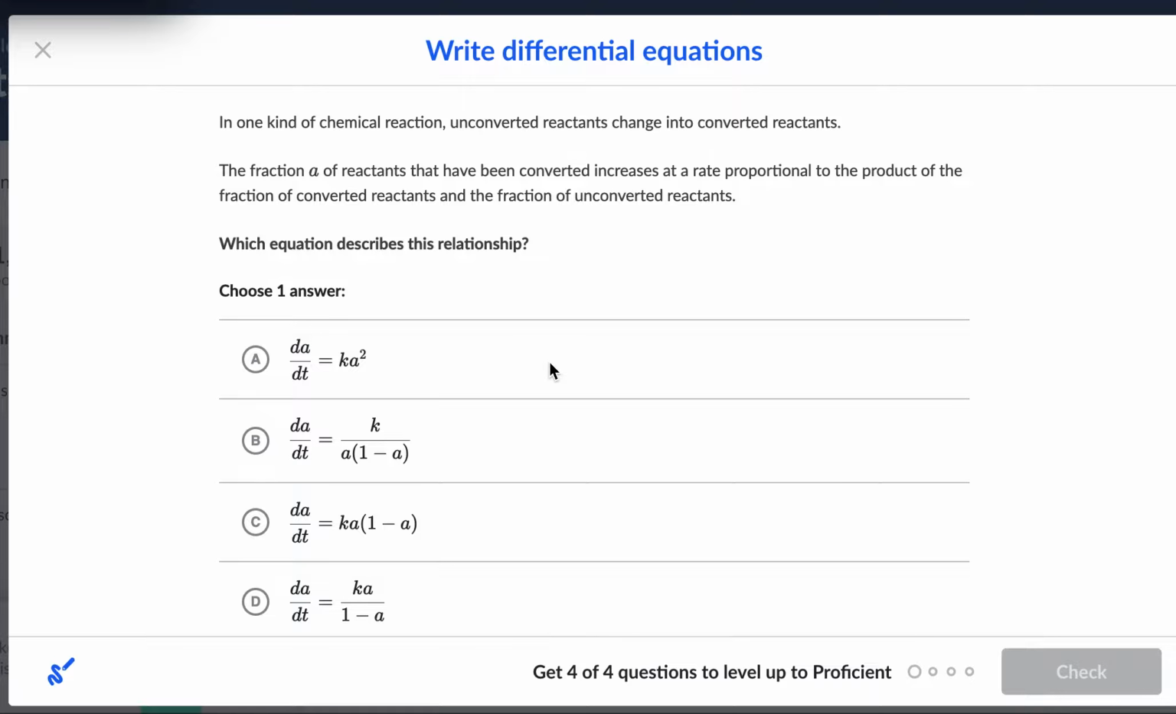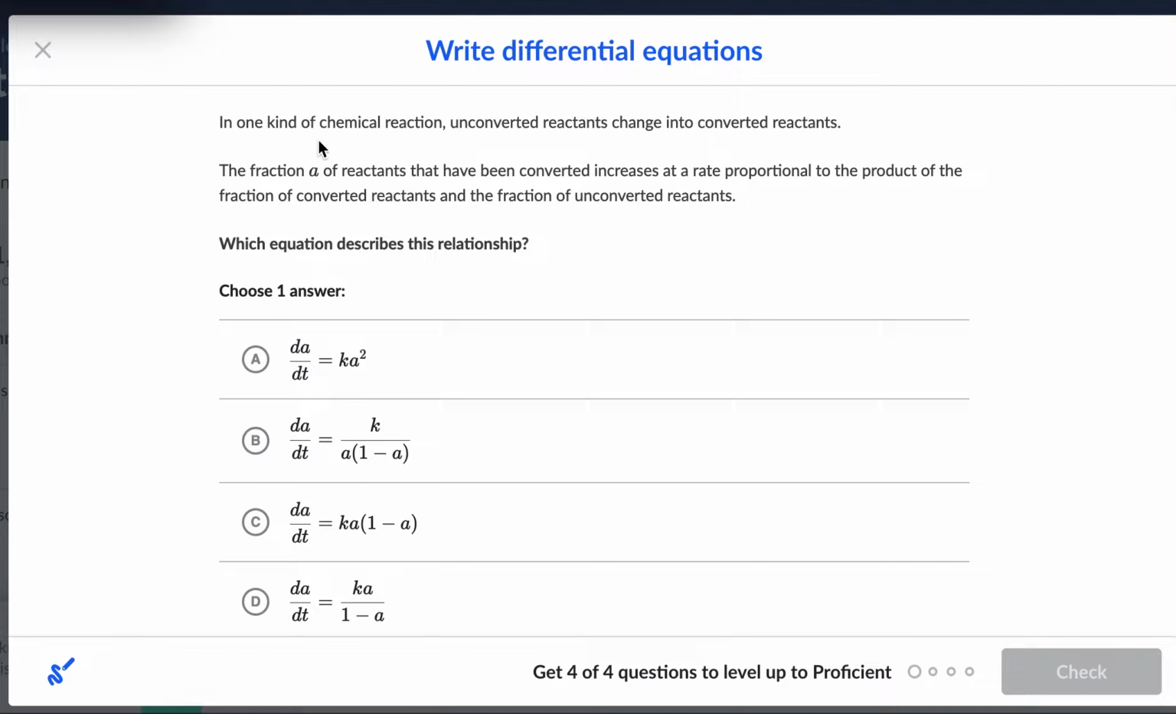Hey everyone, here is a quick video to help you with these 3 Khan Academy assignments on differential equations. Differential equations, wicked powerful, wicked cool. You just need to understand how they are set up so that it has a little bit more meaning when you go to solve them.